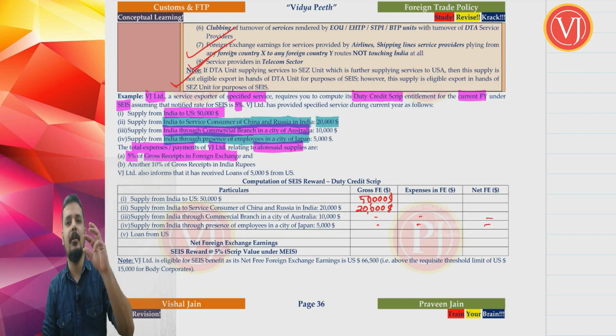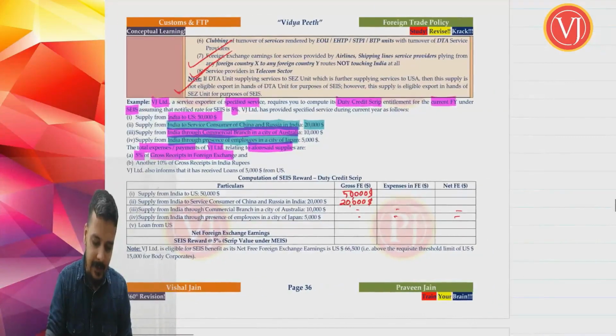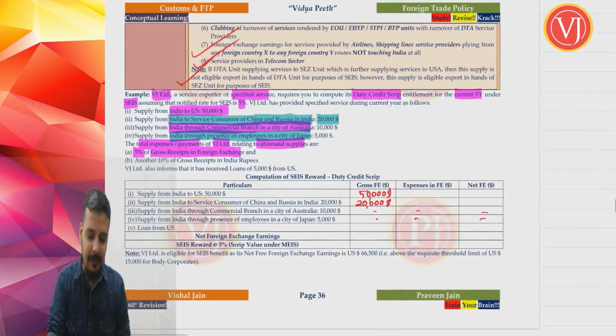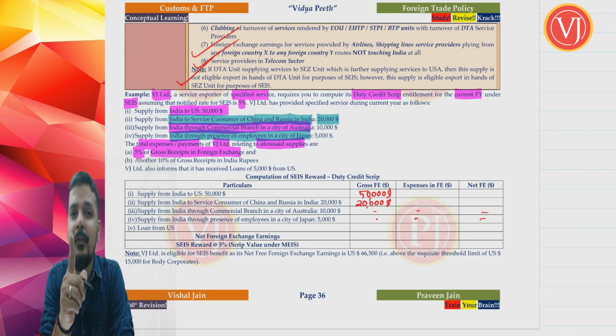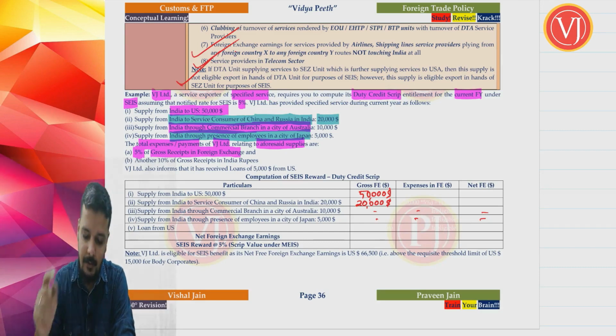So instead of giving the particular expenses in foreign currency, they have said that the total expenses related to aforesaid services are 5%. Normally it will not be 5% and all. They will give you the exact amount. And friends, you have to focus on net foreign exchange. So that point becomes very, very relevant. So you have to deduct 5%.